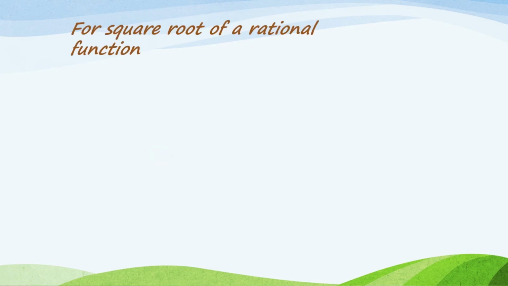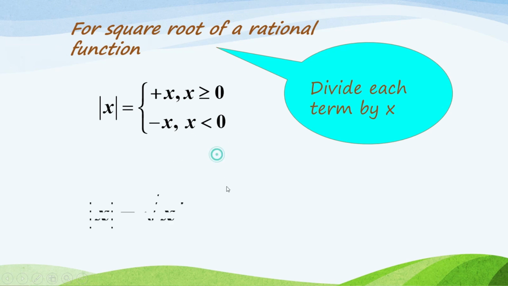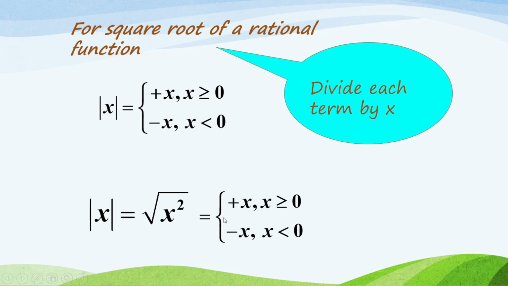For the square root of a rational function, we divide each term by x, because modulus x equals positive x when x is greater than or equal to 0, and negative x when x is less than 0. Modulus x equals the square root of x squared, which equals plus x when x is greater than or equal to 0 and negative x when x is less than 0.